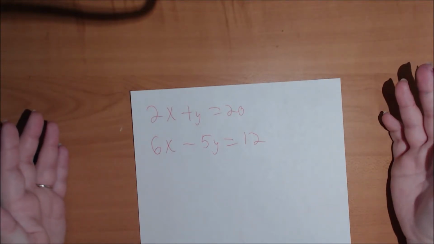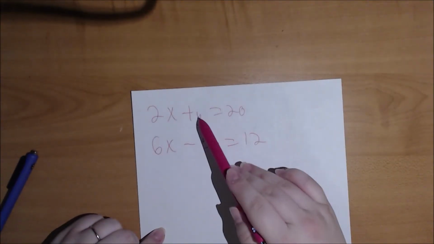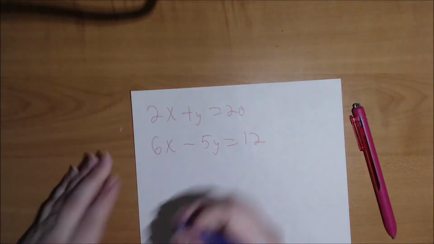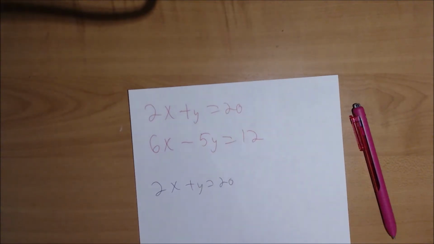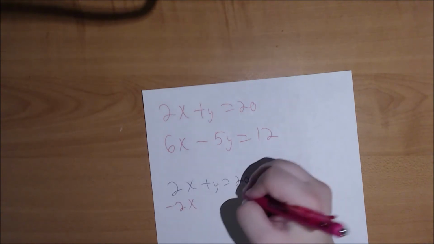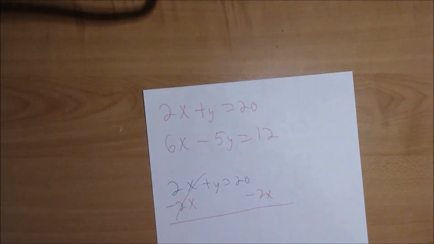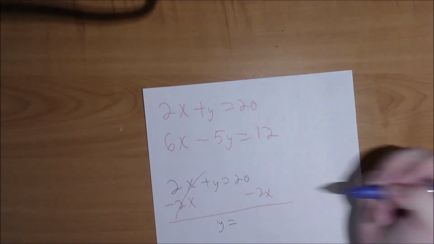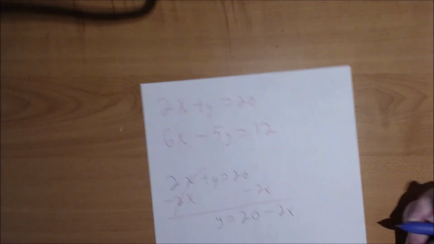So let's go ahead and try this one. Again, I see that neither one of them has a defined variable, but I see that the y is by itself. It doesn't have a coefficient. So I'm going to go ahead and simplify this one for y. I'm going to write it over here. 2x plus y equals 20. Now I've got to get rid of that 2x. So I'm just going to subtract it: minus 2x, minus 2x. 2x minus 2x is 0. So I have y equals, and then 20 and 2x are not like terms, so I have y equals 20 minus 2x.